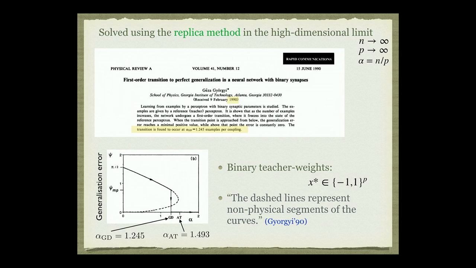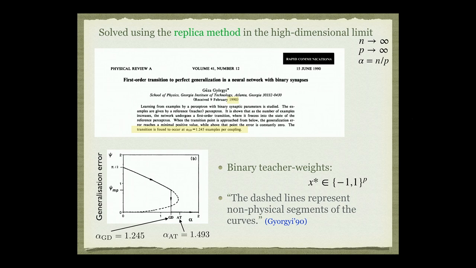But the same year, another physicist called Georgi actually analyzed what's going on in this teacher-student scenario. And he came with this picture for how the generalization error depends on this parameter alpha, which is how many samples we had per dimension. And you see here it's 1, here it's 2, so it's just few samples per dimension. And now the curve that he's plotting here is the generalization error in units that is the angle between the two vectors or something like that.